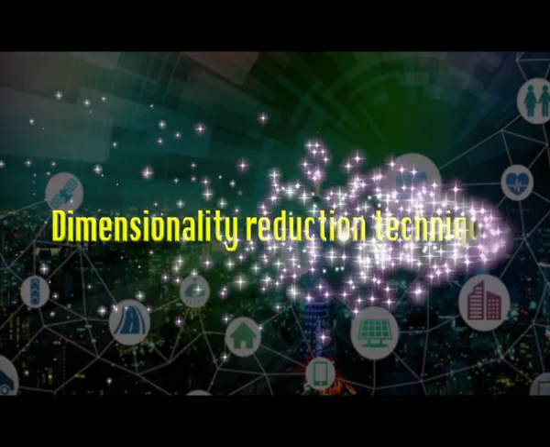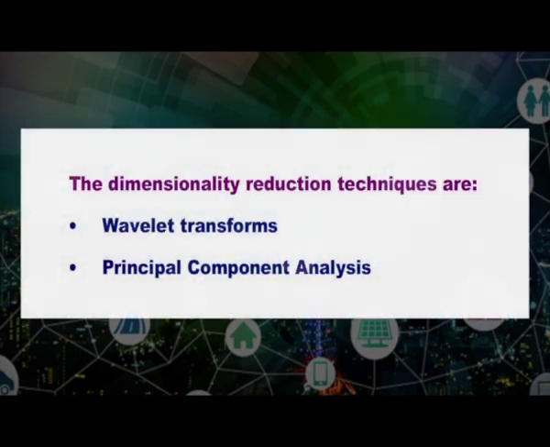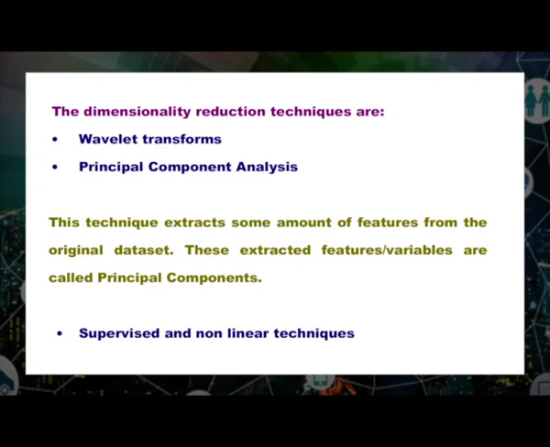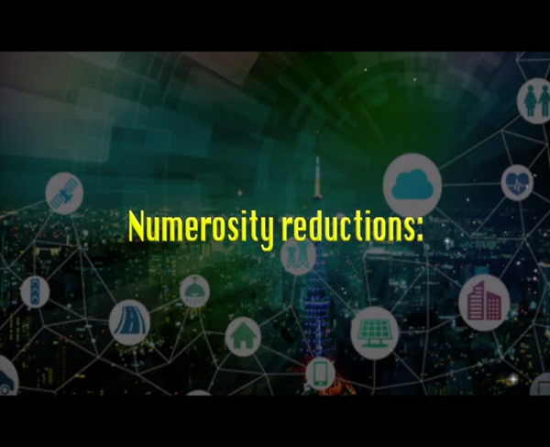The next concept is dimensionality reduction techniques. The dimensionality reduction techniques are wavelet transforms and principal component analysis. This technique extracts a small number of features from the original data set. These extracted features or variables are called principal components. The next technique is supervised and nonlinear techniques. Next we are going to see numerosity reduction.